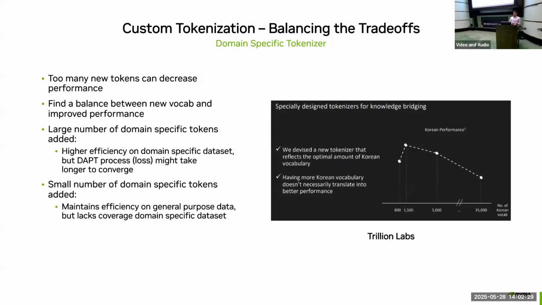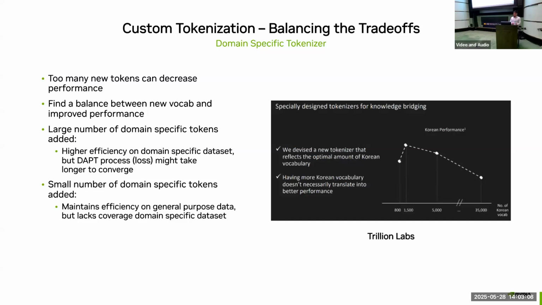And so when we're performing custom tokenization, there's always going to be this trade-off. We essentially want to understand how many tokens to add based on our domain-specific data, and what can happen if we include too few tokens or too many tokens. So it's important to find this balance between adding the new vocabulary and the performance that we're after, where a large number of tokens can maybe lead to higher improvement on our domain-specific data, but it could take a long time for our models to converge. And too small a number of tokens can essentially just leave us in the same place that we started with our base model.